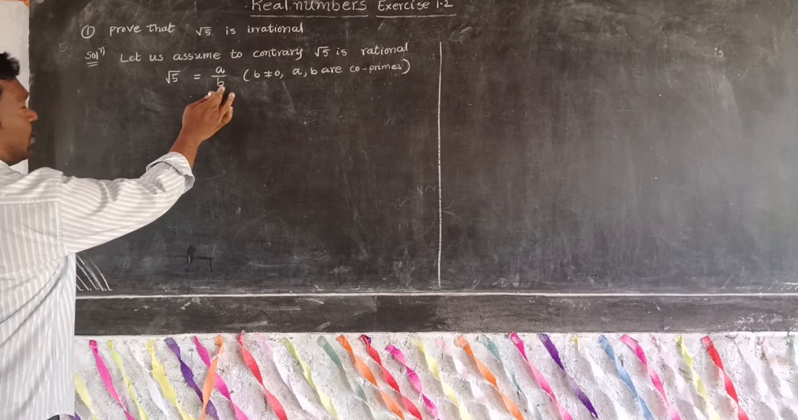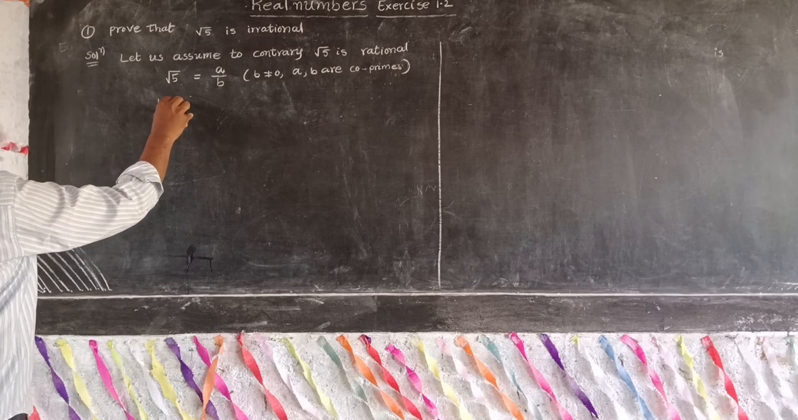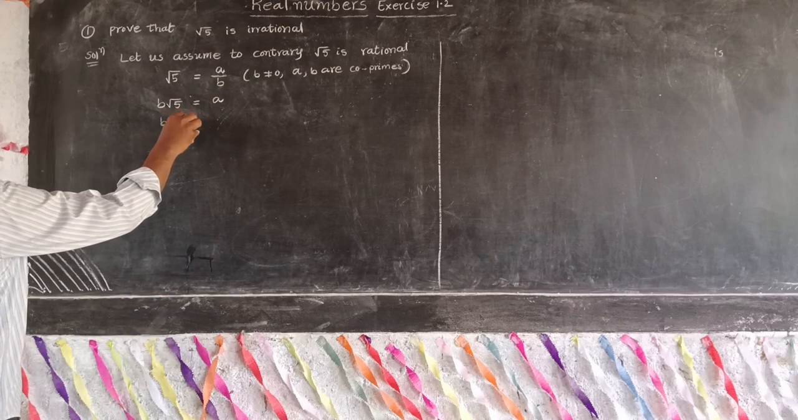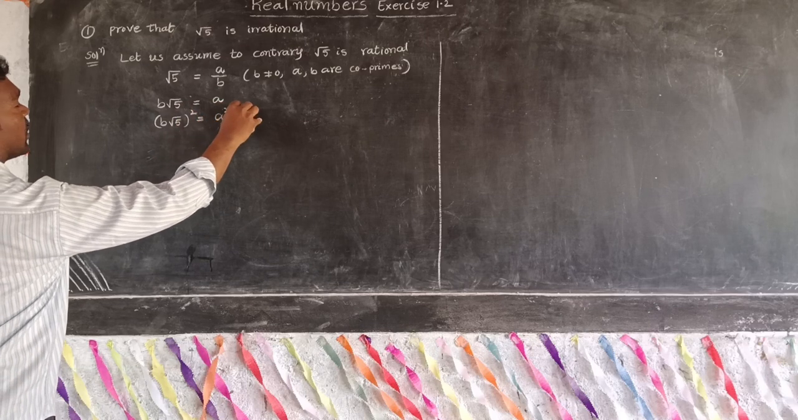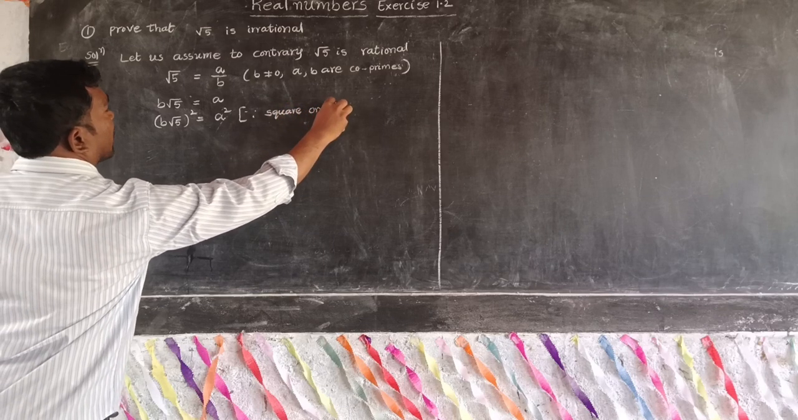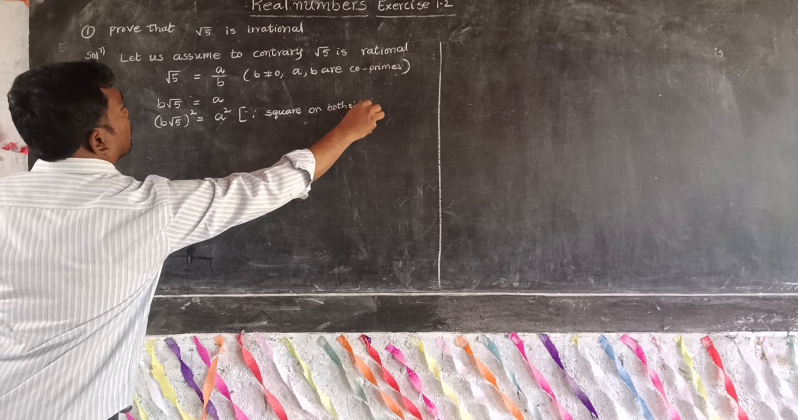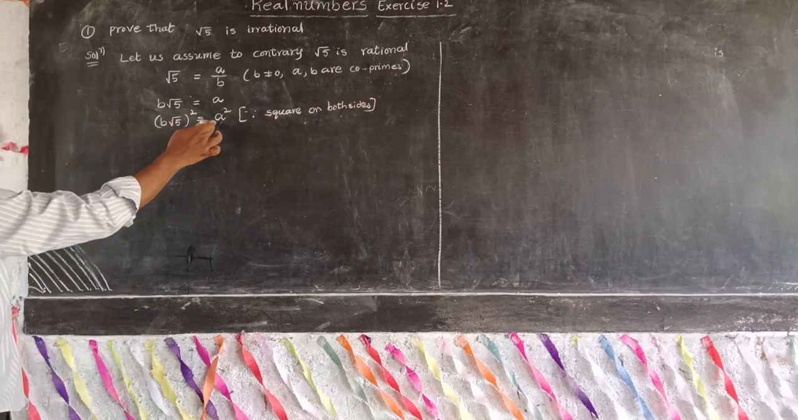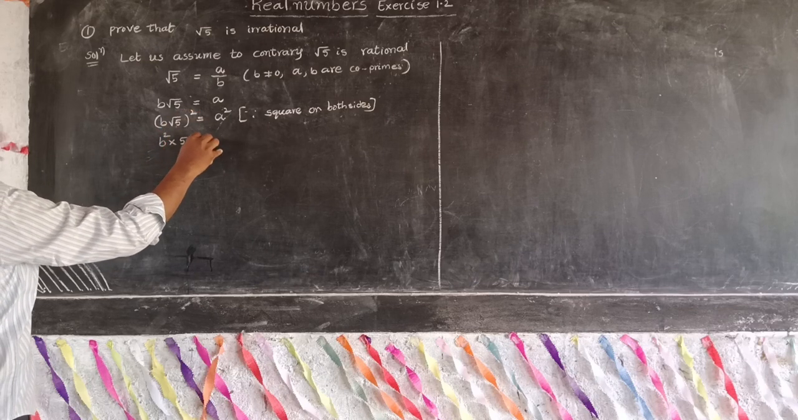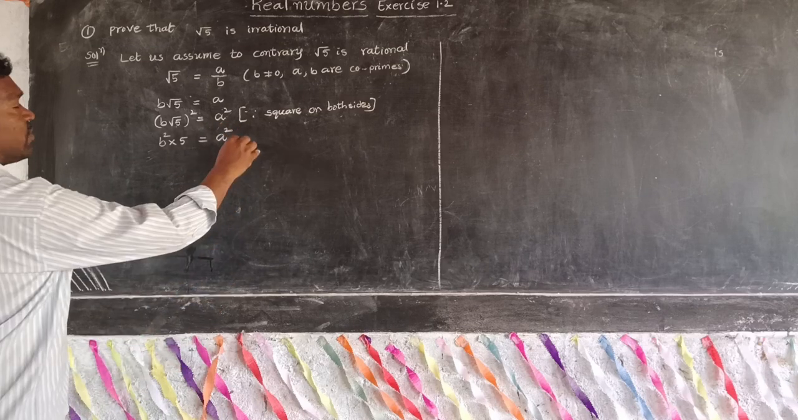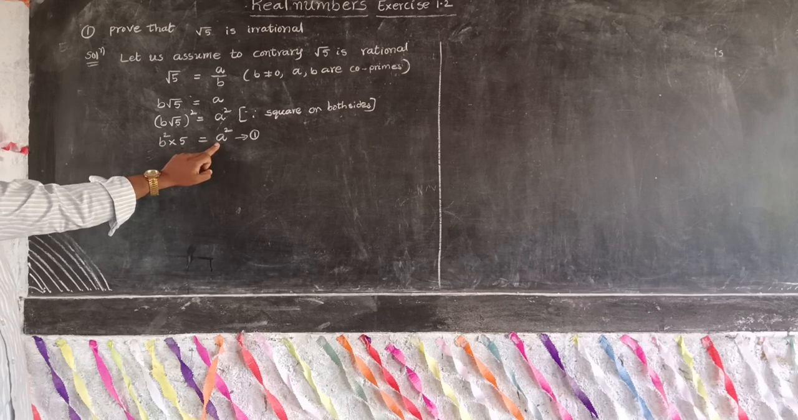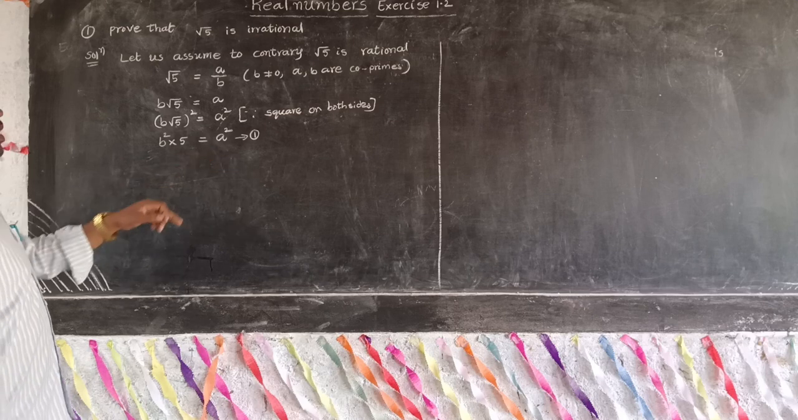Next, transposing B to the RHS, B root 5 equals A. Next, we apply square on both sides. So B root 5 whole square equals A square. B square into root 5 whole square, which is 5, equals A square. Okay, this is equation number 1. That means B square and 5 both are factors of A square, according to the fundamental theorem of arithmetic.